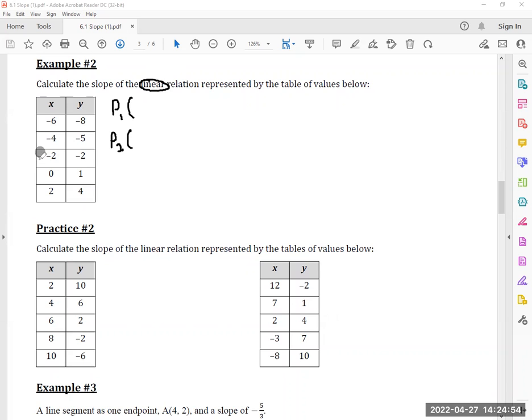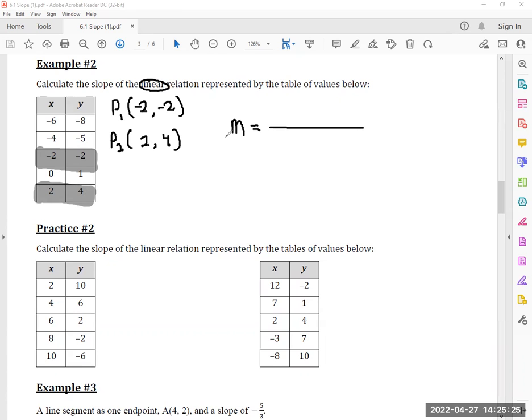-2, -2. Okay, that's one of my points, so I will call this my -2, -2. Give me another one. Okay, that's my other point. That's going to be 2 and 4. Calculating the slope: X is on the bottom, Y is on the top. Minus, minus. X is on the bottom, Y is on the top.